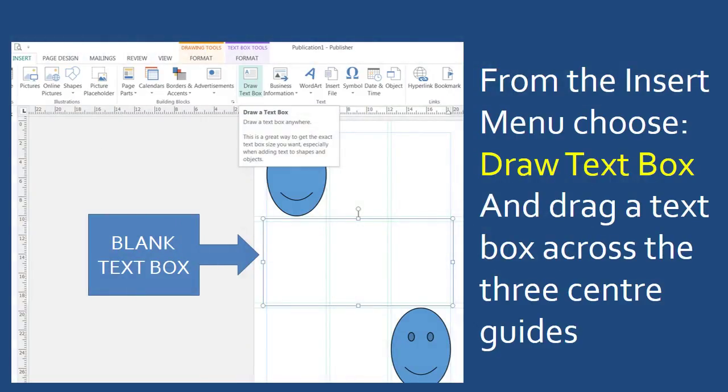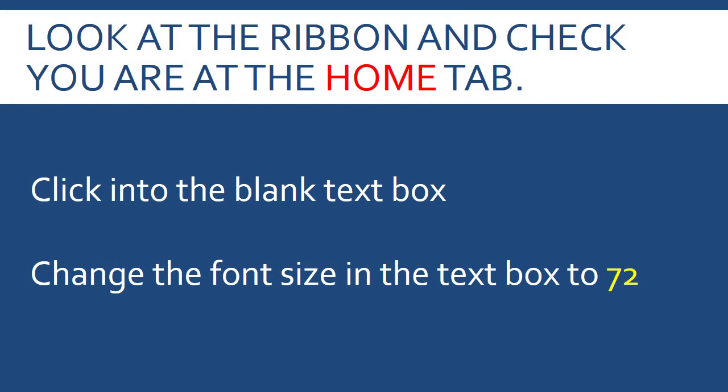So we're doing something new now. We're going to draw a text box across the centre of the publication, across the three centre grid boxes. So you go Insert and then choose Draw Text Box and drag the text box across the three centre guides as shown in the picture here. You probably already know, but a text box is used to type something in. So you're going to type some words in there.